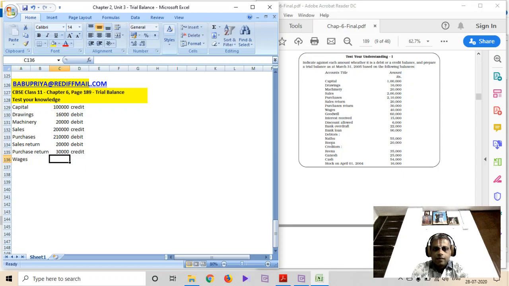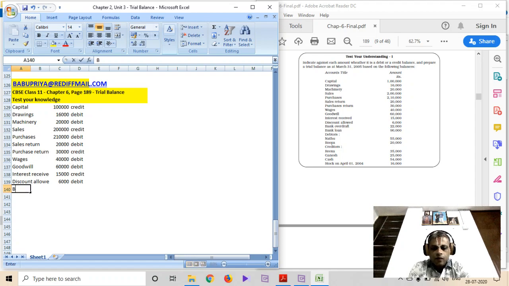Then we have wages, 40,000 debit. Goodwill is 60,000. Goodwill is an asset, so debit. Interest received, 15,000. Interest received is an income, so credit balance. And discount allowed is 6,000, a debit balance because it is an expense.